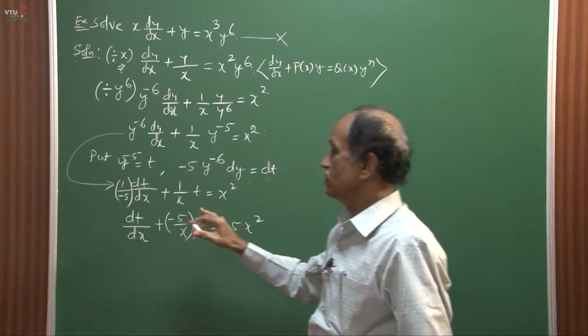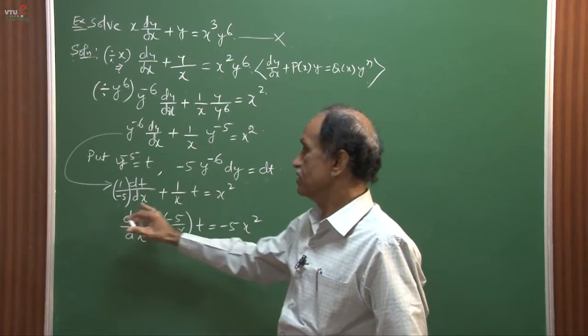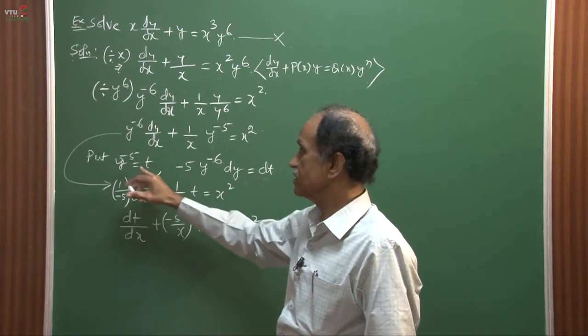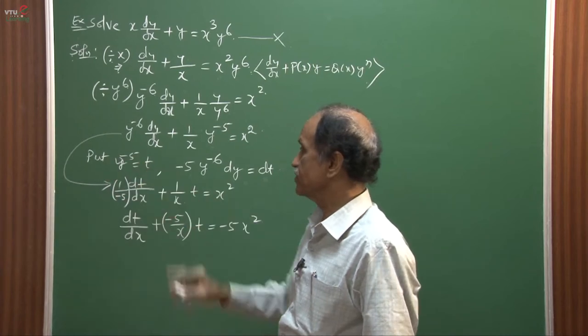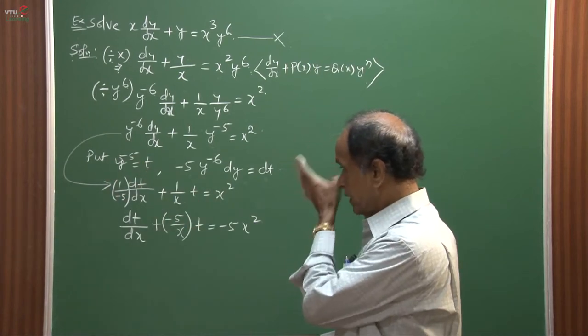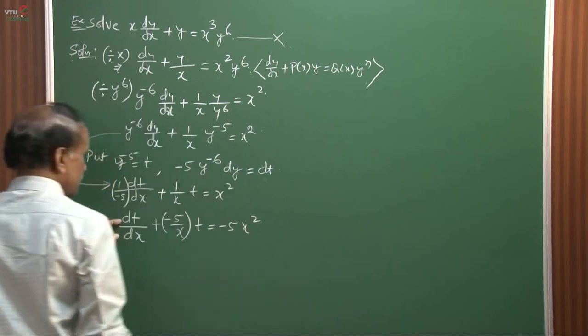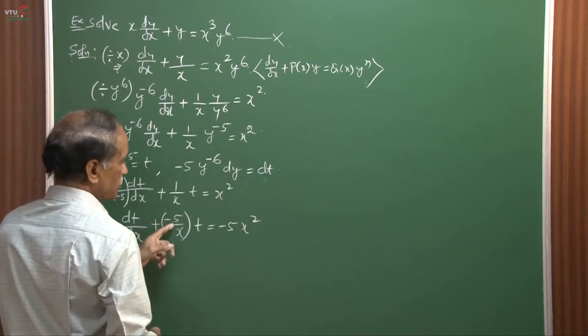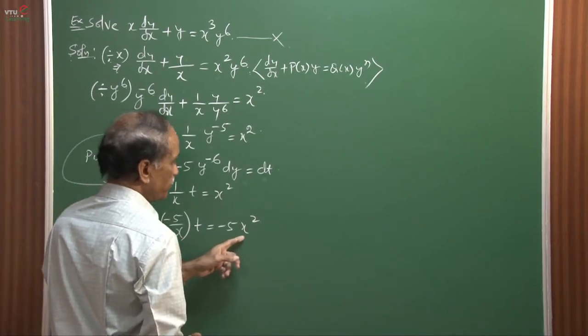Fine. Finally, we arrived after doing all these rearrangements by taking y to the power minus 5 equal to t, and we solved the problem, that is dt by dx plus minus 5 by x into t is equal to this much.